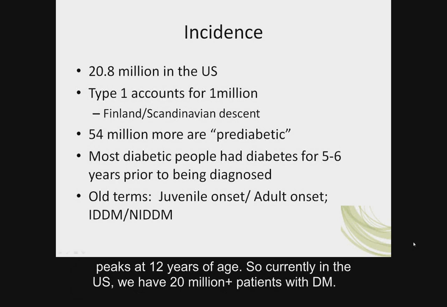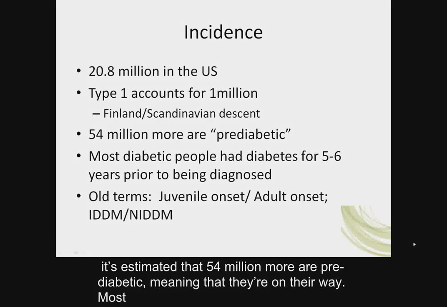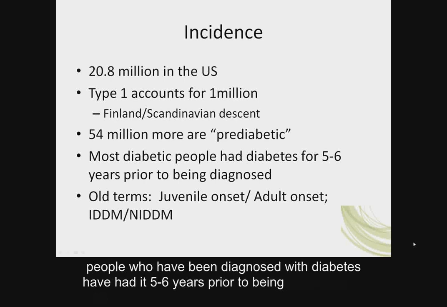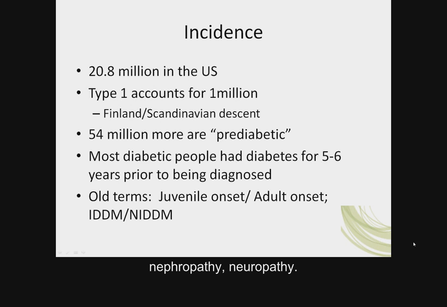So currently in the U.S. we have 20 million plus patients with DM. About 1 million of them account for type 1. Of the 20 plus million that have diabetes, it's estimated that 54 million more are pre-diabetic, meaning they're on their way. Most people who have been diagnosed with diabetes have had it 5 to 6 years prior to being diagnosed. That means there's 5 to 6 years of damage being done to their body, which is retinopathy, nephropathy, and neuropathy.